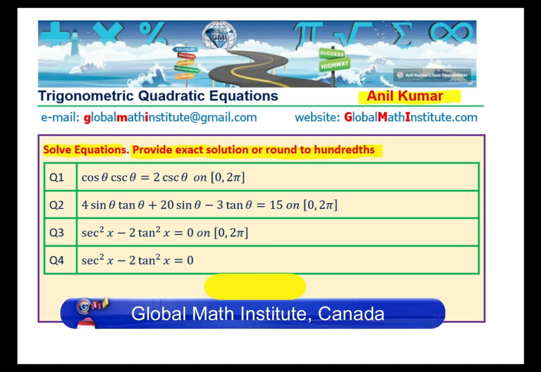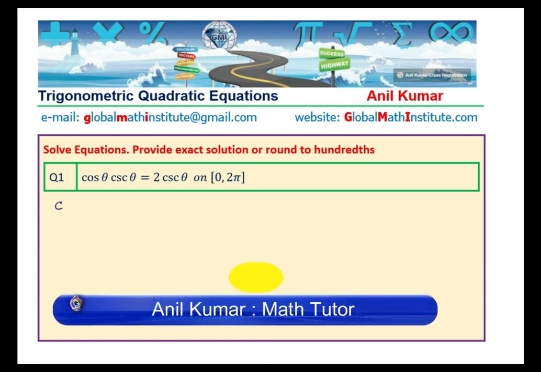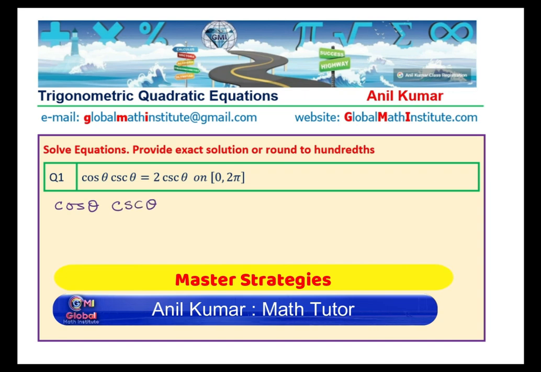Let's begin with the very first question, which is cos theta cosecant theta equals 2 cosecant theta. Let's rewrite the equation: cos theta cosecant theta equals 2 cosecant theta. Now, at this stage, please do not cancel cosecant theta, since that will be a mistake, eliminating a few solutions. We'll see it soon.